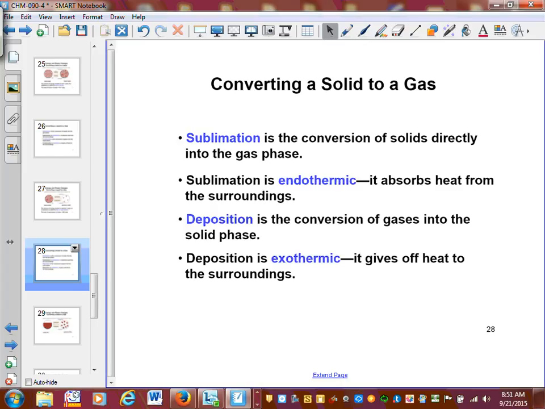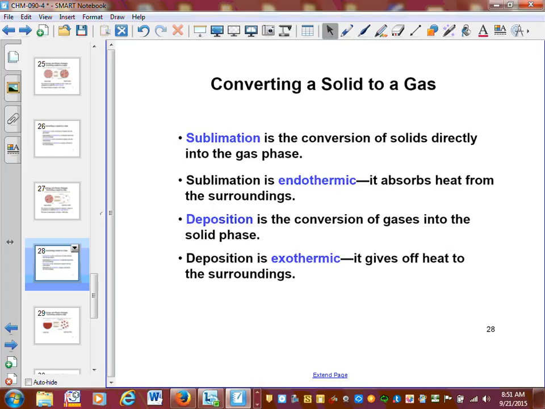Sublimation is the conversion of solids directly to the gas phase. Sublimation is endothermic. So if you think of dry ice, that is solid carbon dioxide. If you put it on the table, it'll go directly to a gas. It doesn't go to a liquid. If there's any liquid on the table, that's water vapor that's condensed out of the air from the dry ice.